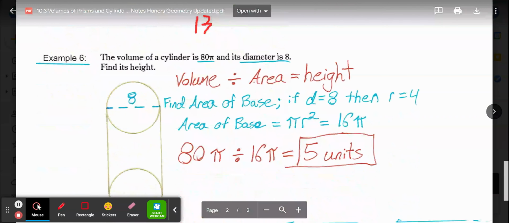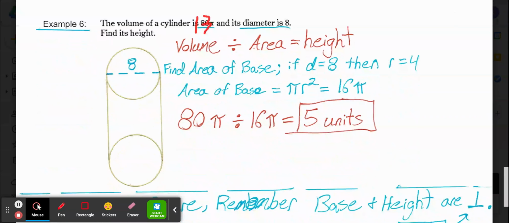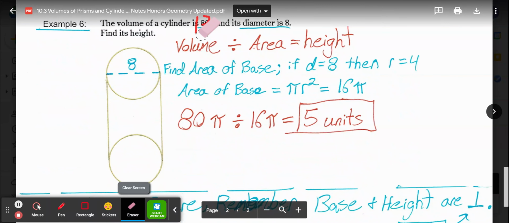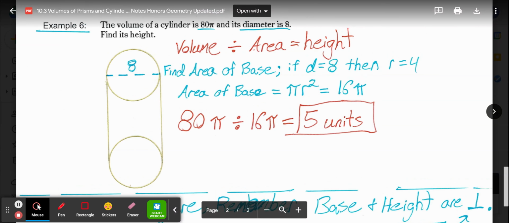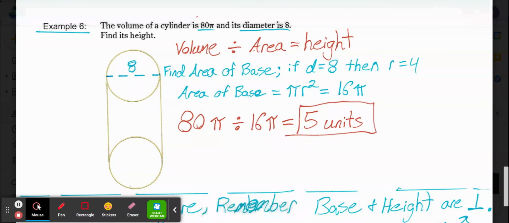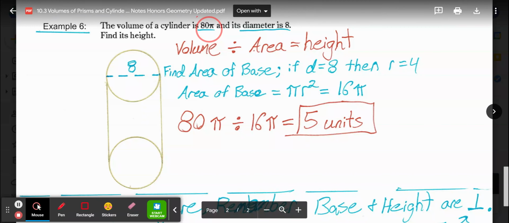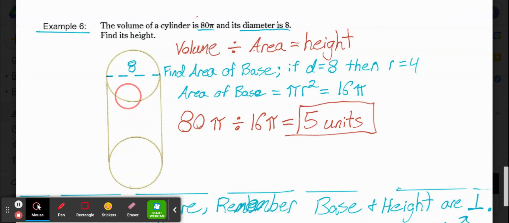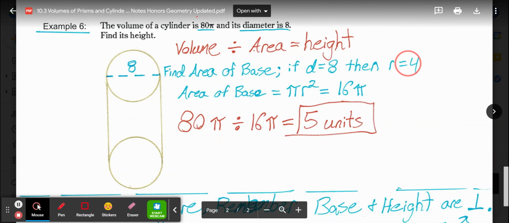And then moving down to the final example here, example 6. All right, so again, we're back to a volume scenario with a cylinder. Tells us the volume of the cylinder is 80 pi. The diameter is 8 units. Find the height. So if we think about a cylinder here with a diameter of 8 units, I know then the radius would be 4 units.